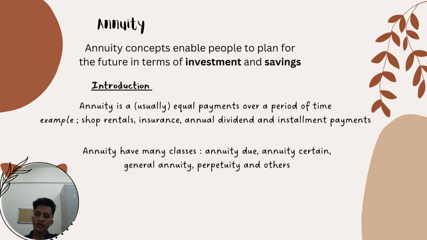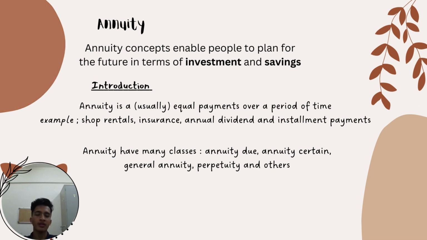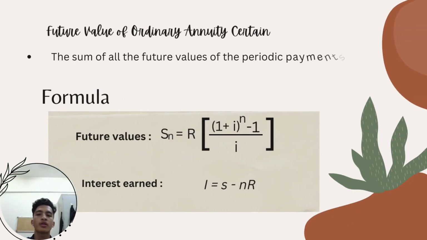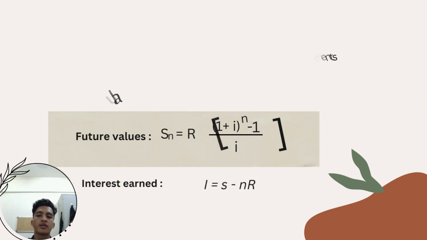In this chapter, we mainly discuss ordinary annuity certain, where payments are made at the end of the payment period, and the interest and payment period are of the same interval. Future value of ordinary annuity certain is the sum of all the future values of the periodic payments. The formula for future value is Sn equals R times [(1 plus i) to the power n minus 1] over i. The formula for interest earned is I equals Sn minus n times R.